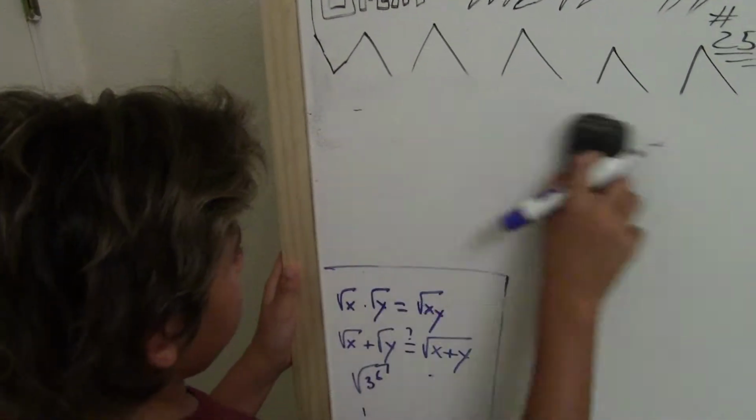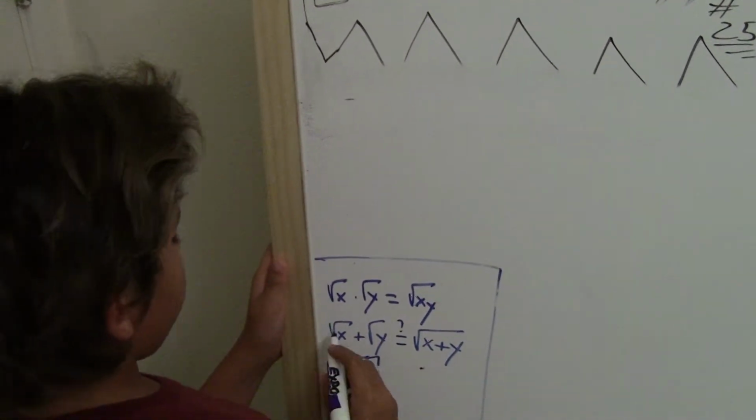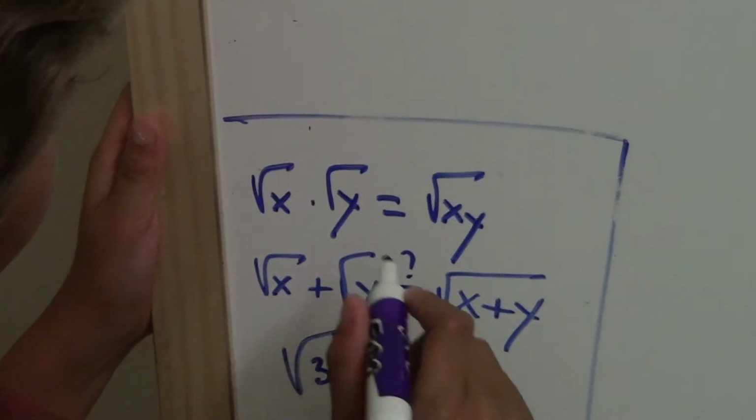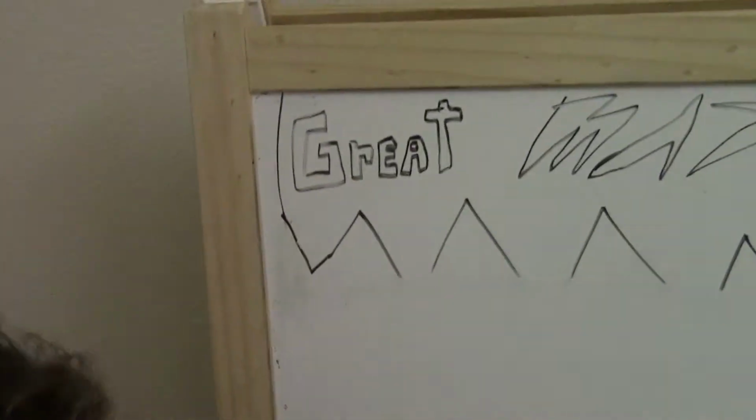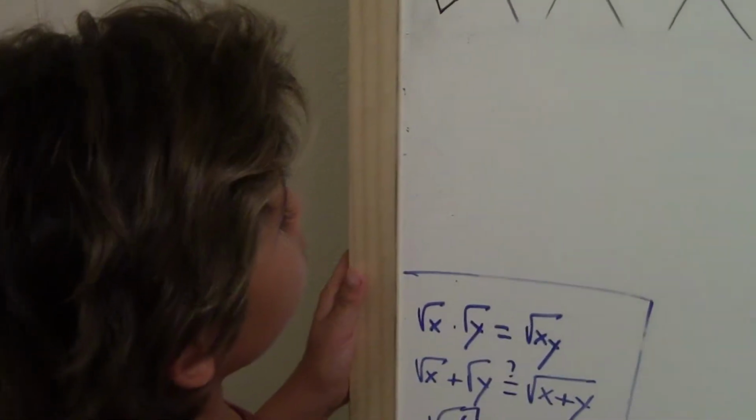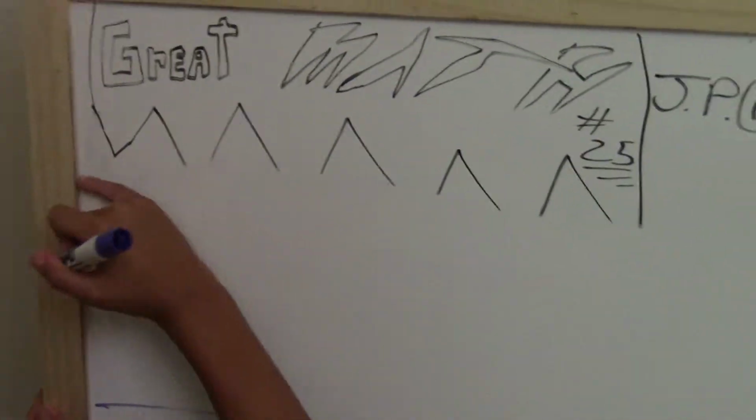Now let's move on. The square root of x plus the square root of y, does it equal the square root of x plus y? You think so? You don't think so? Let's check whether it's right or wrong.